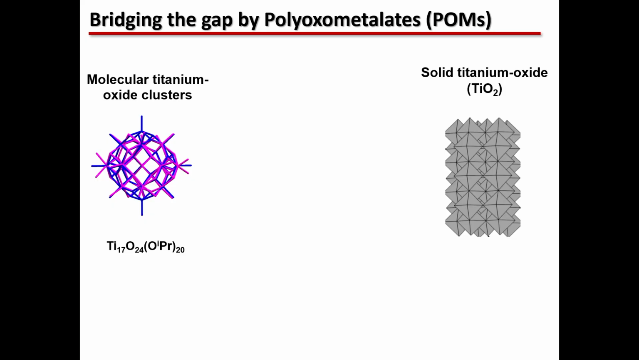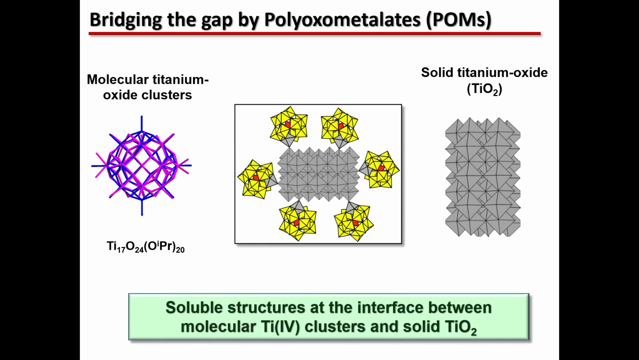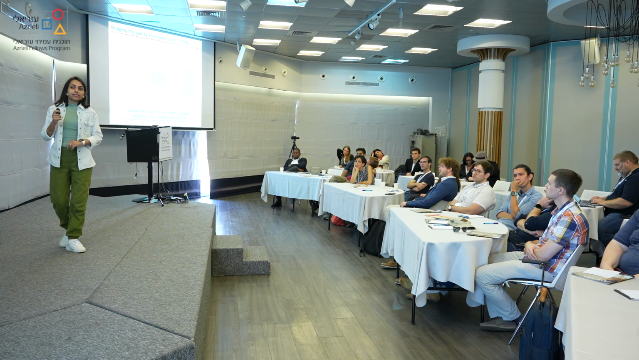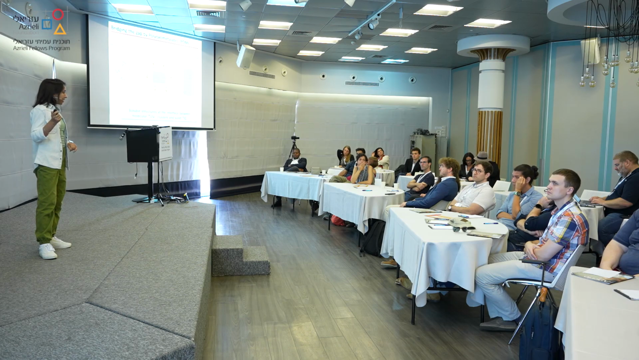So we achieved it by using the polyoxometalates. Here is an example. You can see here on the right hand side, it is a solid titanium oxide that is a very well known material used in the food industry, also in semiconductor devices. And on the right hand side, it's a molecular titanium oxide cluster. In between, we have trapped the small-scale titanium oxides by using the polyoxometalates, and what we formed is soluble structures at the interface between molecular clusters and solid titanium oxides.